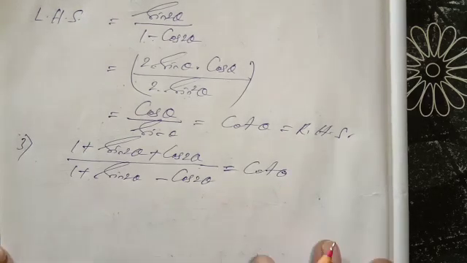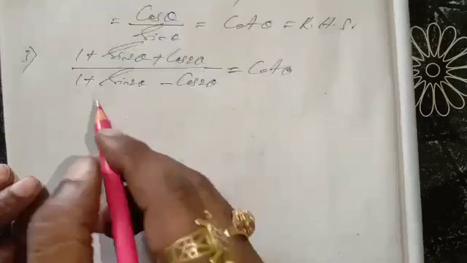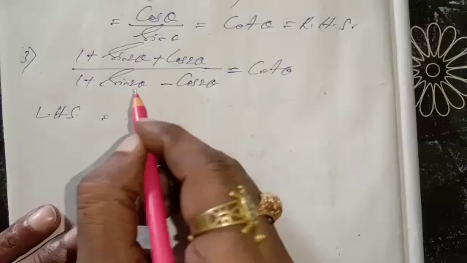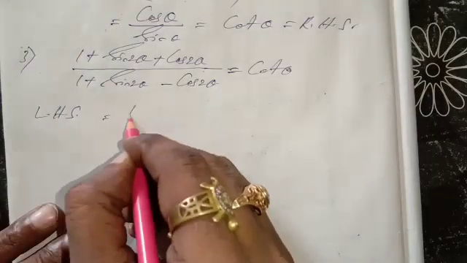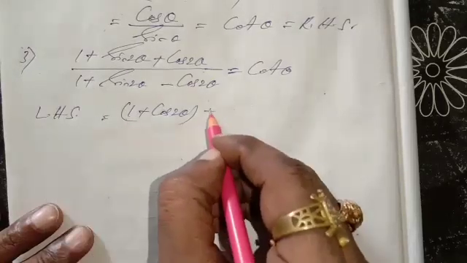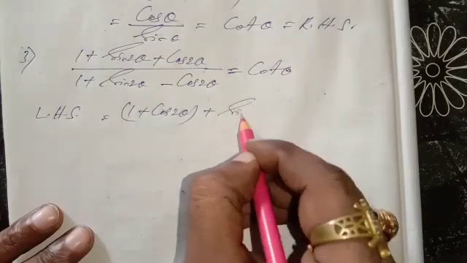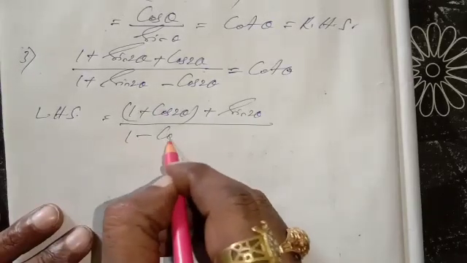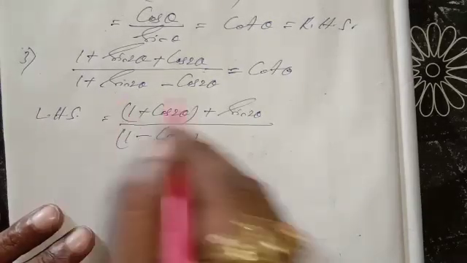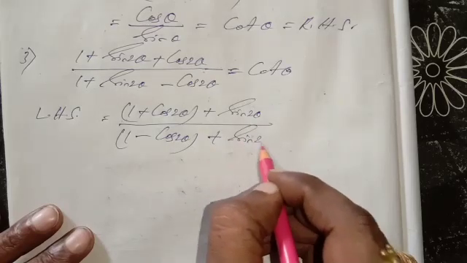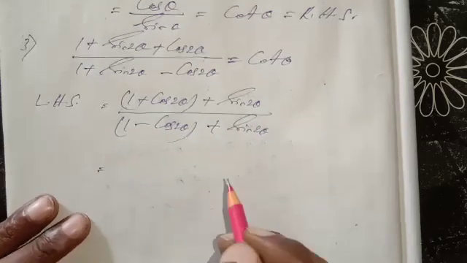First of all, you have to copy the left hand side. What is the left hand side? First copy it, and proper arrangement is required. That means 1 plus cos 2 theta make one group, and plus sin 2 theta. Same process here: 1 minus cos 2 theta make one group and sin 2 theta take it outside, plus sin 2 theta. Same process as before, I have written.